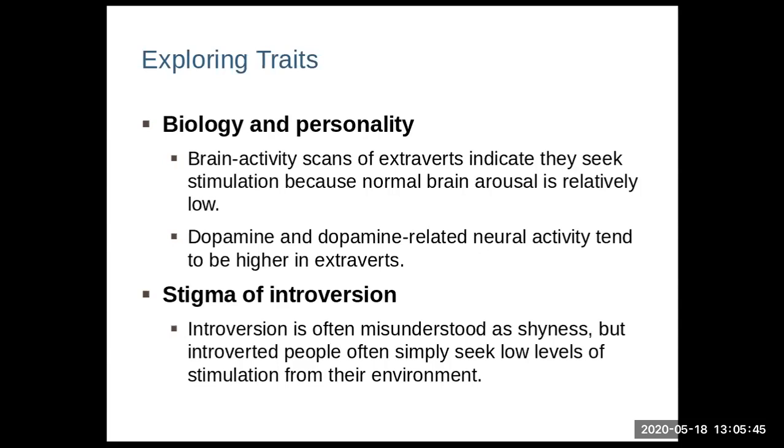With extroverts, or even the adrenaline junkies or sensation seekers, what we see in brain activity is that they're seeking stimulation because normal brain arousal is relatively low. So they either have lower baseline levels and need more, right? But what we see in extroverts and sensation seekers is that dopamine activity actually tends to be higher because they need more of that. Sensation seekers are also more likely to abuse drugs that are going to up the ante on life, right? Up their arousal levels.